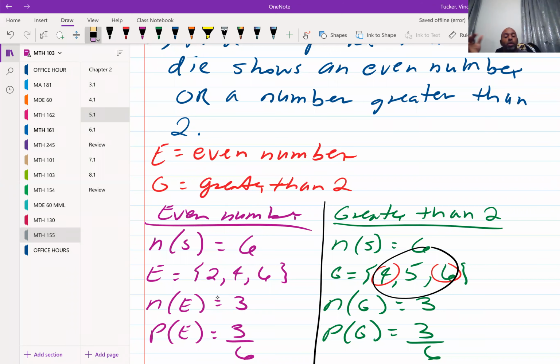So the first one, we know the number of our sample space is 6. You have 6 possible outcomes. So if you're talking about the even numbers from 1 through 6, it's 2, 4, and 6. Total of numbers in our event is 3. And so the probability of getting an even number is 3/6.